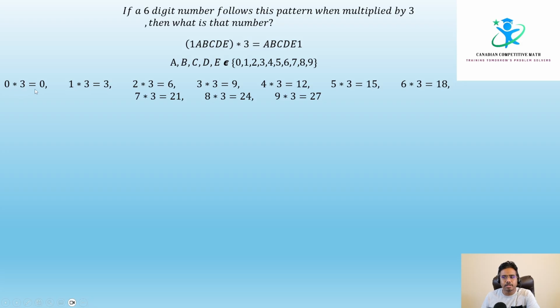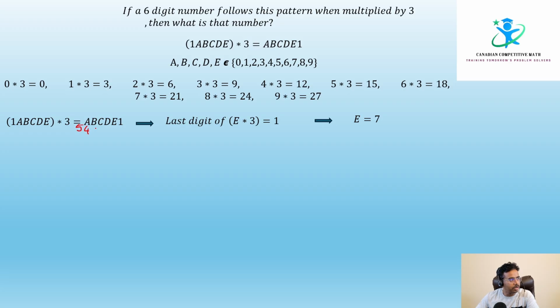0 times 3 is 0. 1 times 3 is 3, 2 times 3 is 6, like that. 9 times 3 is 27. Okay, let us look at the first piece of this puzzle. 1ABCDE times 3 will result in a unit digit of 1 in the final multiplication. So let us look at how the unit digit 1 will come here. Let me explain it here.